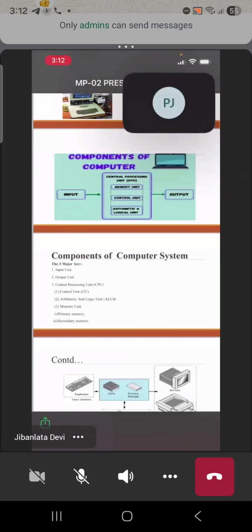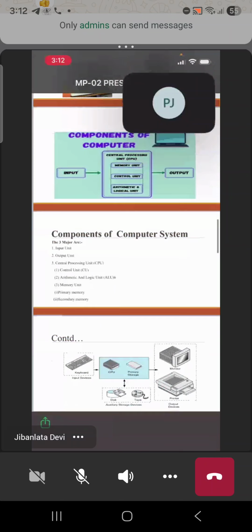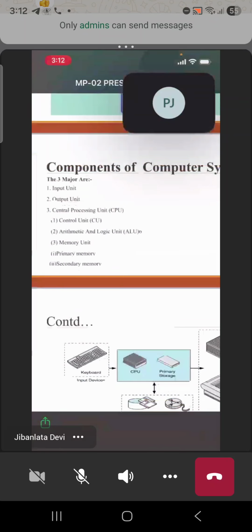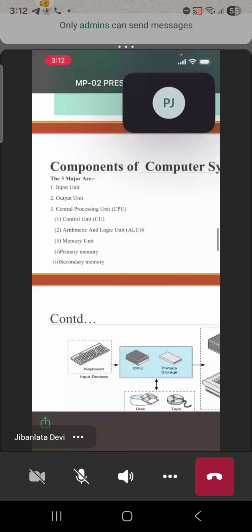Then we'll discuss the components of the computer. The computer system has three main units, that is input, output, and CPU, the central processing unit.